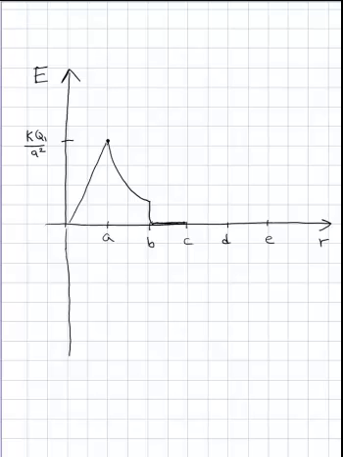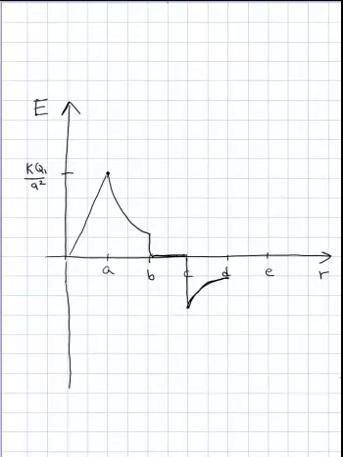So between A and B, we were increasing linearly. Sorry, between 0 and A. Between A and B, we were decreasing at the rate of 1 over R squared drop-off. Between B and C, it was 0. And now it jumps to some negative value and drops off as a 1 over R squared. I'm kind of guessing at the magnitudes here because I don't know the values for A, B, C, and D. But that's good enough. You get the idea from the shape here.